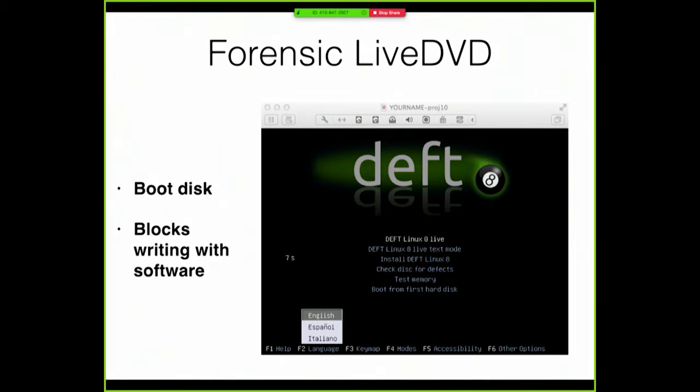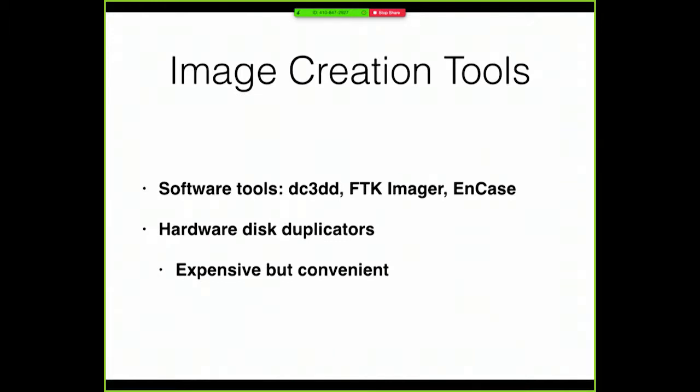Kali had a version at one time. And there's a lot of Linux distributions that have been modified to not ever write at all to the disk. This is one of the many that can boot into a forensic mode. Then you make the image with just DD or DC3DD, your FTK Imager or Ncache. Any of these tools are fine.